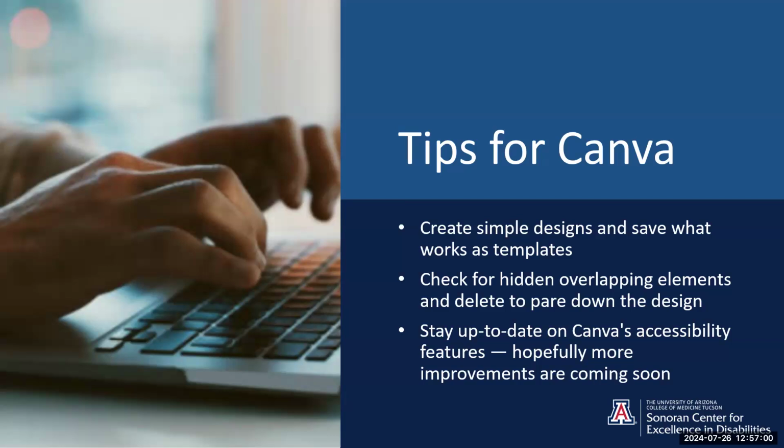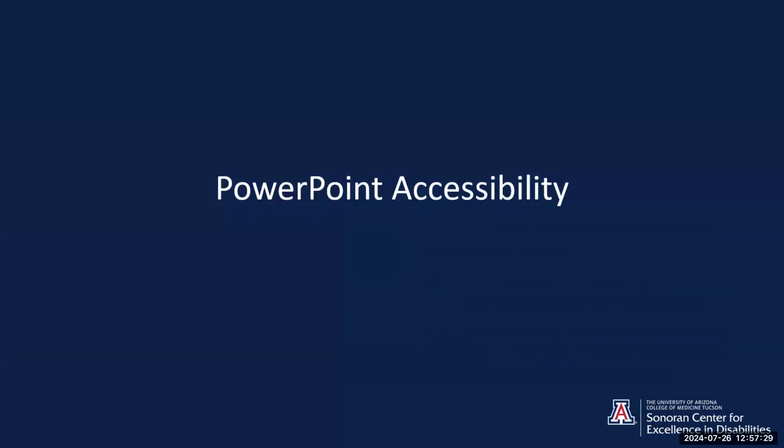You'll want to check for hidden and overlapping elements and delete them to pare down the design. And try to use built-in headings when designing reports in Canva. But know that those built-in headings and styles may not translate perfectly when you download the PDF. Make sure to stay up to date on Canva's accessibility features. As I mentioned, there have been improvements lately, and hopefully many more improvements are coming soon.